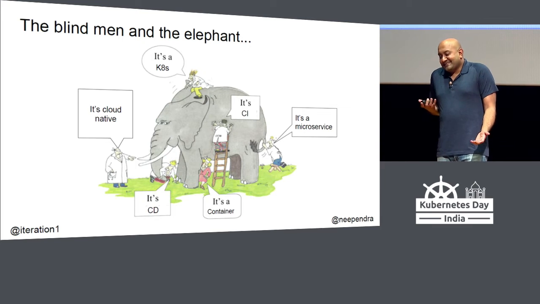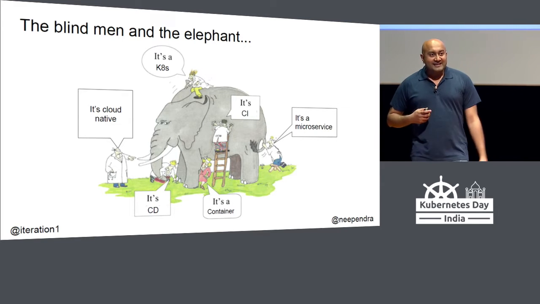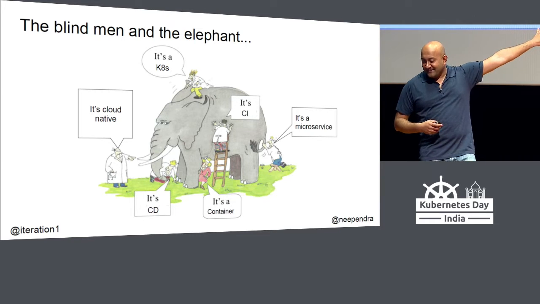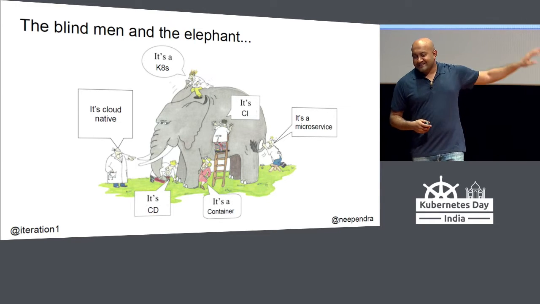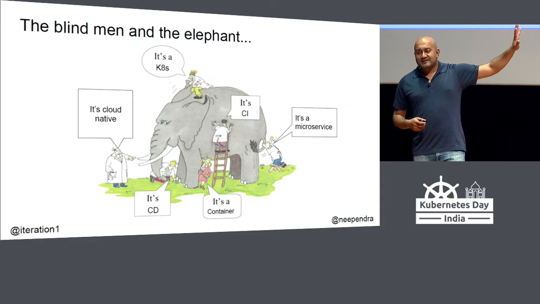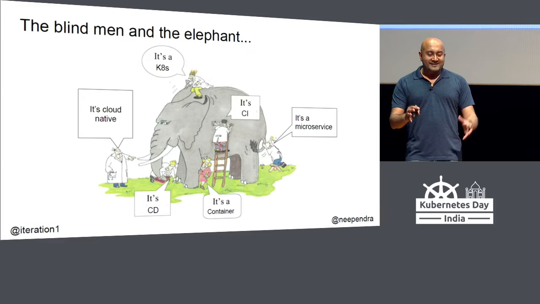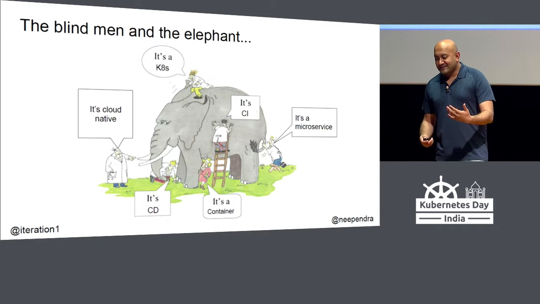And my response is, well, it's like the blind man and the elephant, right? Depending on what part of the elephant you're touching, somebody might say, oh, this is cloud native. Somebody might say, no, this is just CI/CD. Somebody might say, oh, this is just a container. So how do you take the next step?